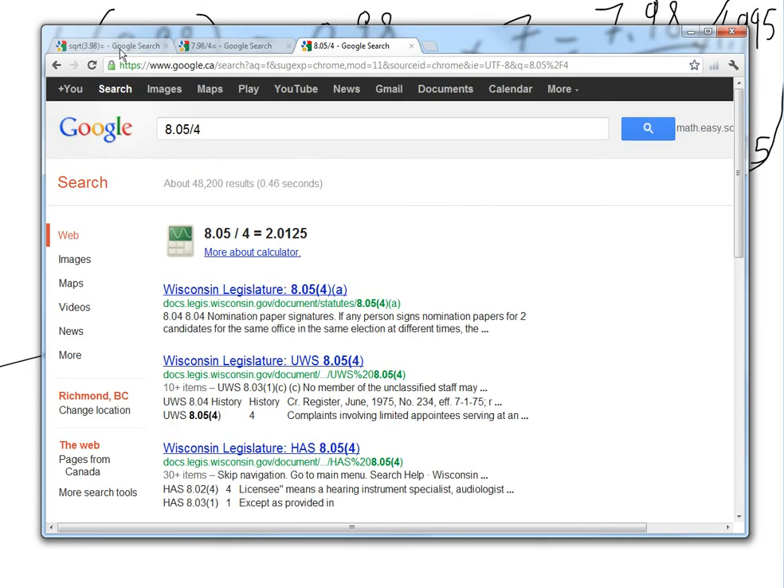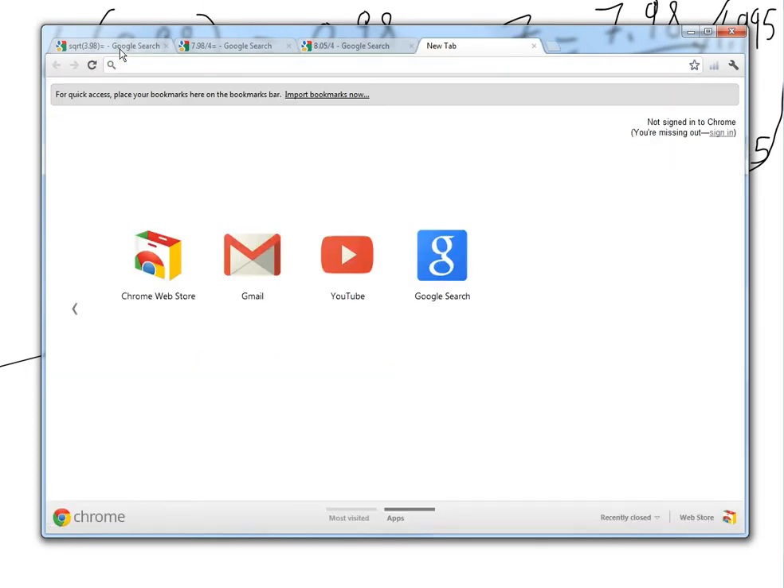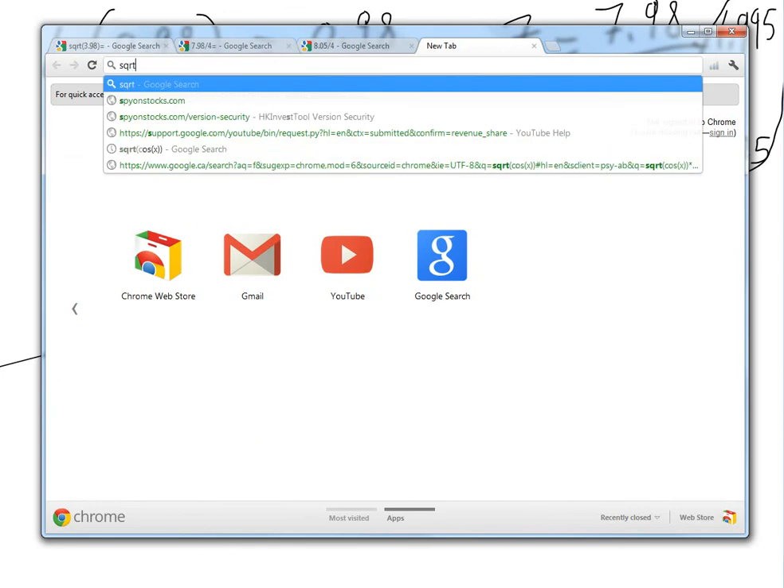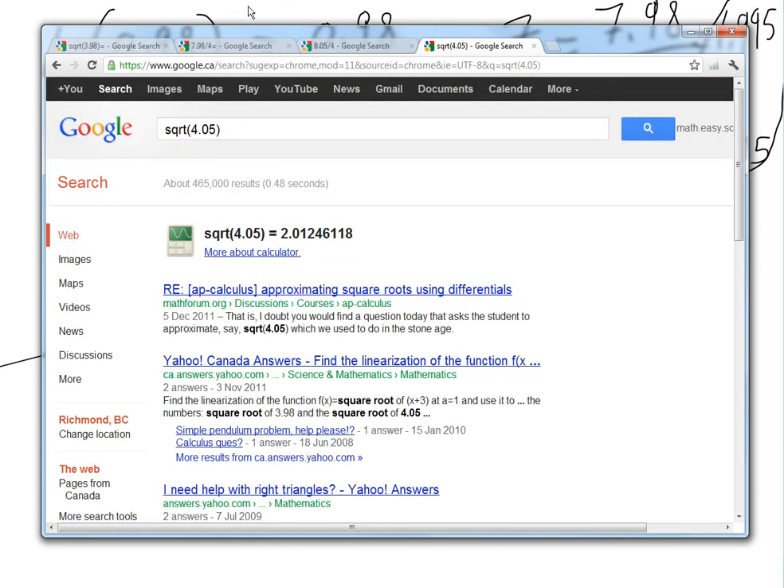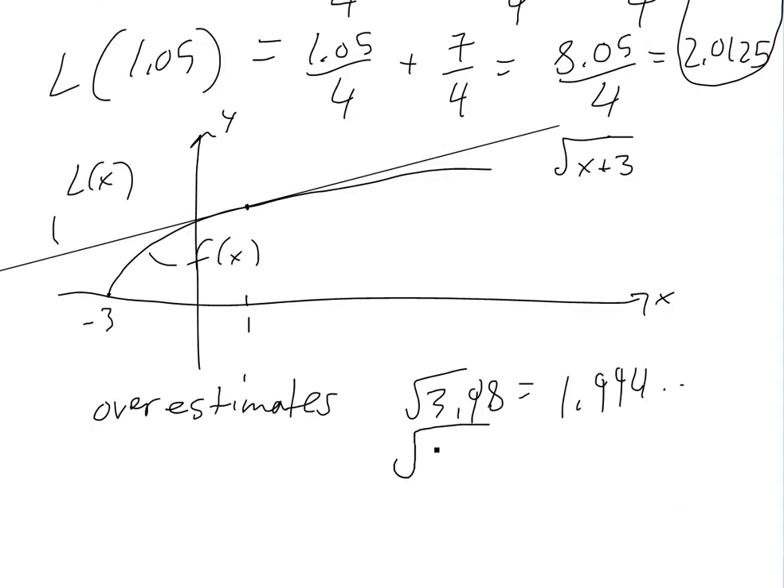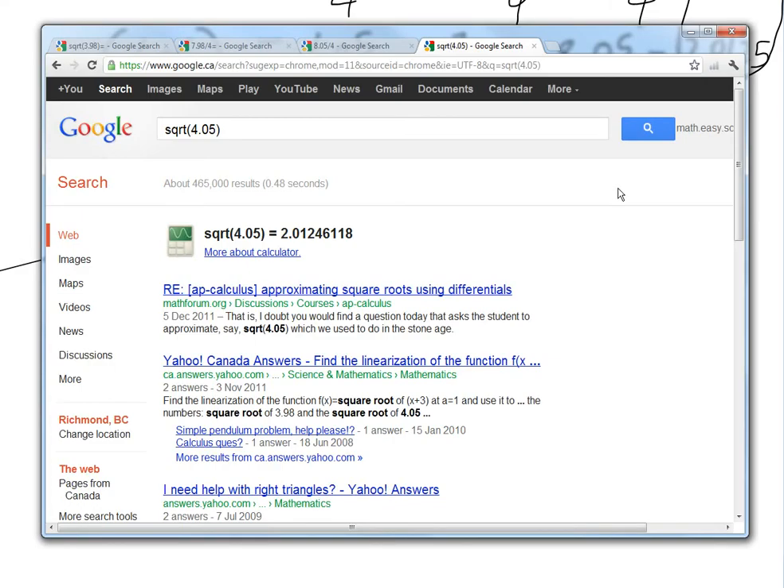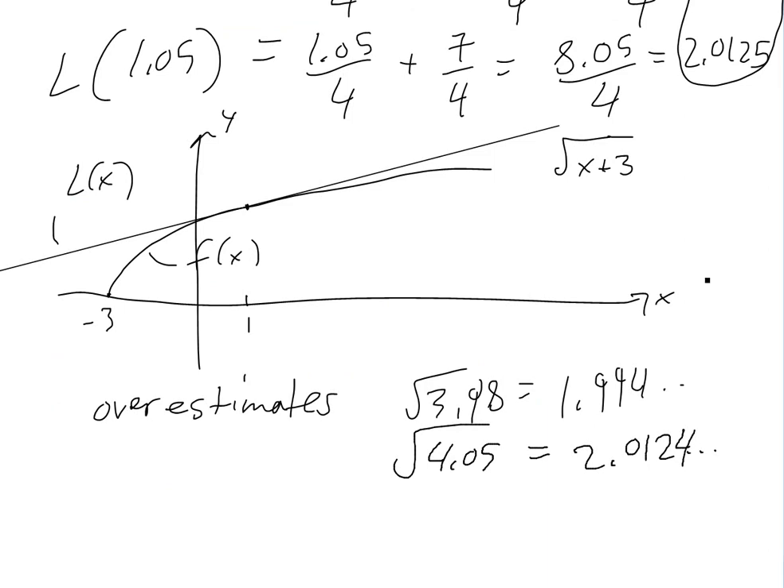And now if we were to plug in the square root of 4.05, we get 2.012, etc. So as you can see, it's pretty close, but the actual value is going to be less than our approximation.